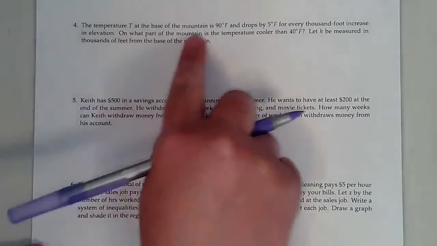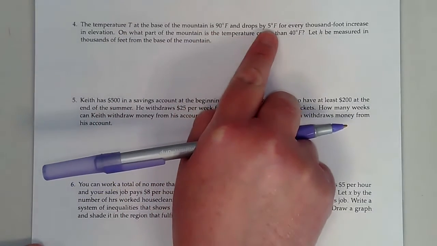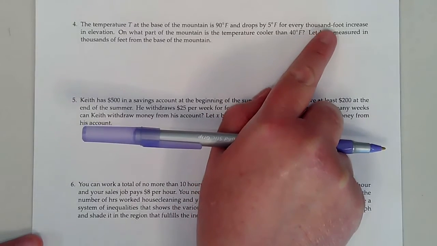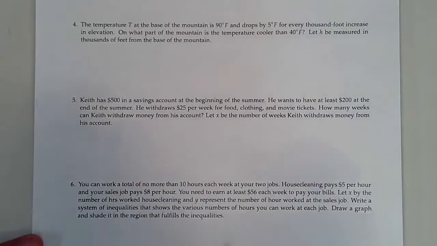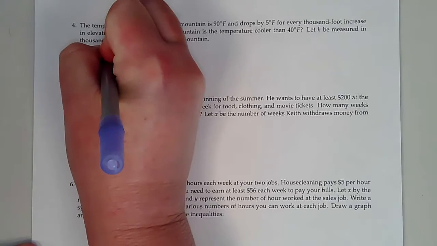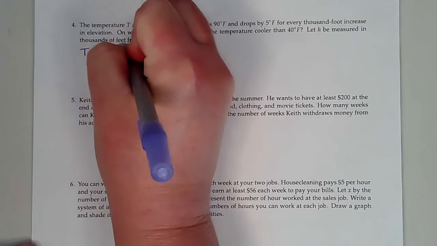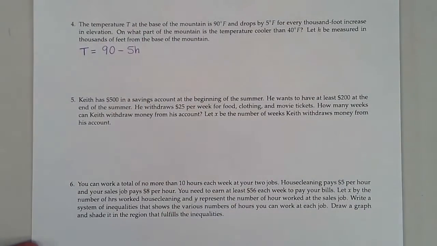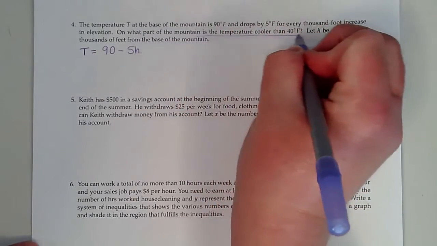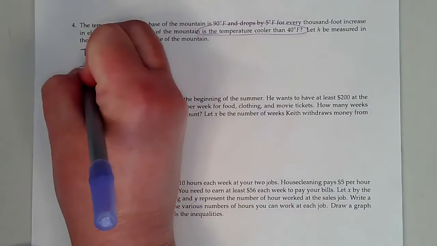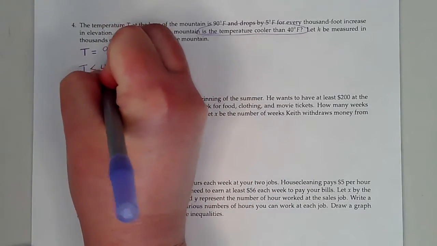So the temperature starts at 90 degrees, and it's going to decrease by 5 degrees for every 1,000-foot increase, or for every time H increases by 1. So that equation is going to look like T is equal to 90, our starting temp, minus 5H. That's the 5-degree drop for every 1,000 feet we get from the base of the mountain. We're also interested in where the temperature is going to be cooler than 40 degrees. So that would be T is less than 40.